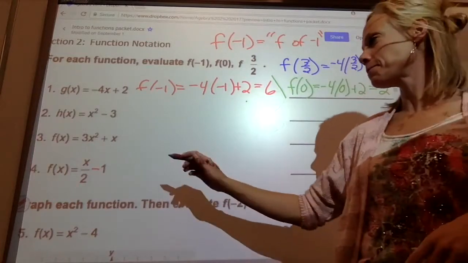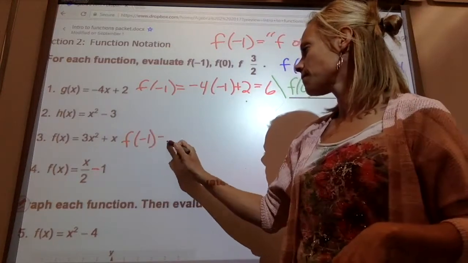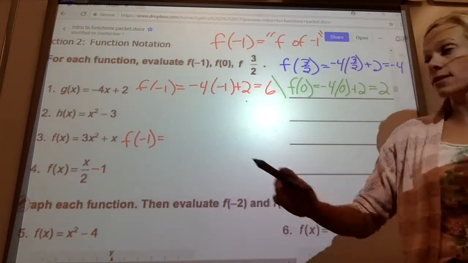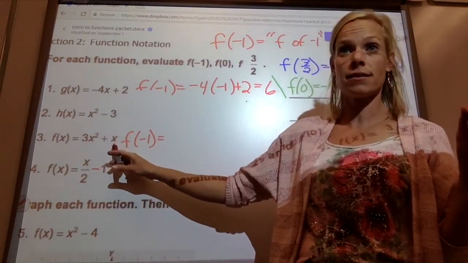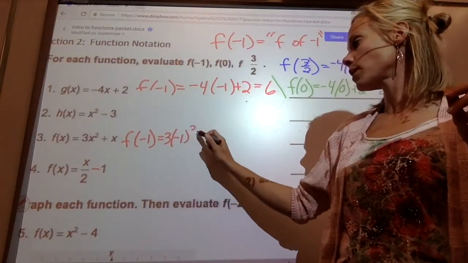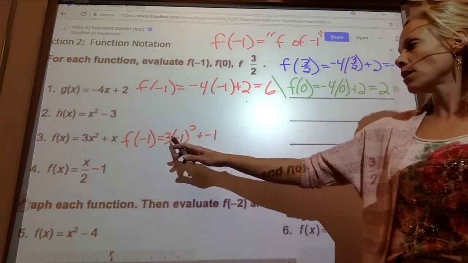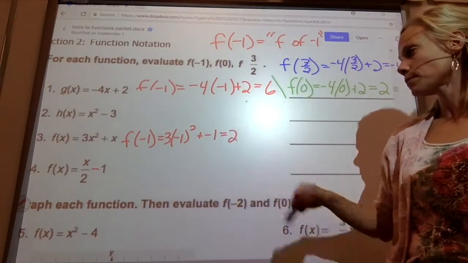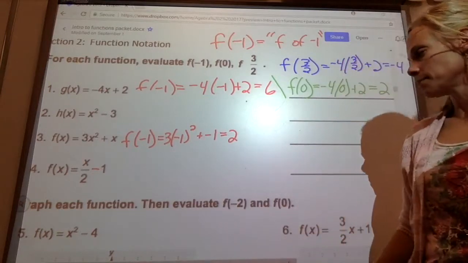We'll get it from someone. I ran out of room. Okay, so let's do this one. F of -1. What am I doing with -1? I have 2 x's to sub in this time. I'm subbing -1 in for this x and this x. So it'd be 3 times -1 squared plus -1, which would be 3 plus a -1, which is 2. Kevin, next time you do this, can you give us more room? Yeah. Thank you.